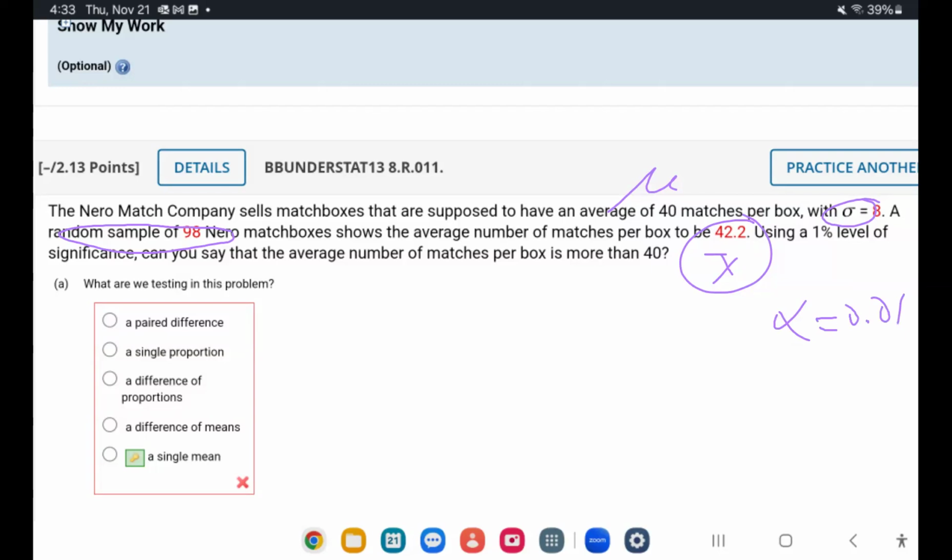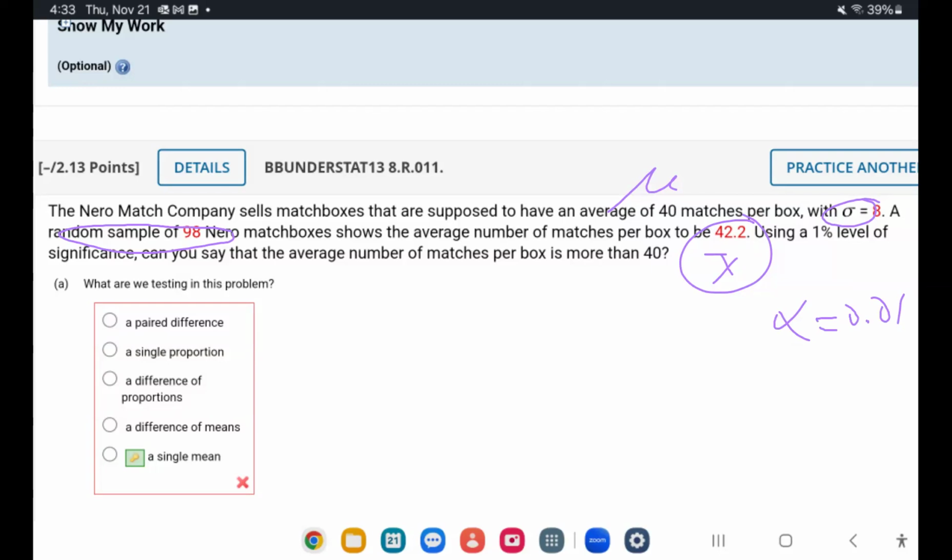Now, what are we testing for? We are testing for a single mean. That's the first question. The second question, I know you don't see it, but the second question is, what is the level of significance? And that is alpha, which is 0.01.